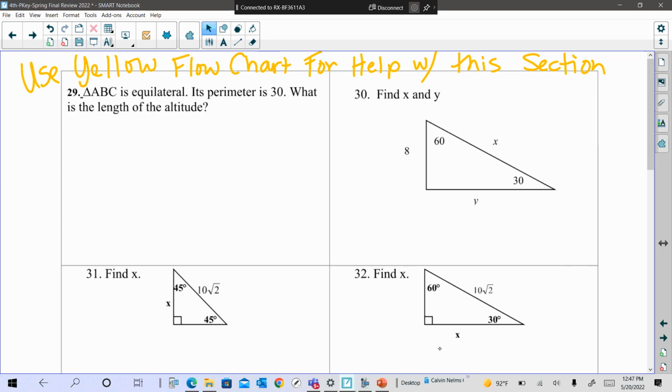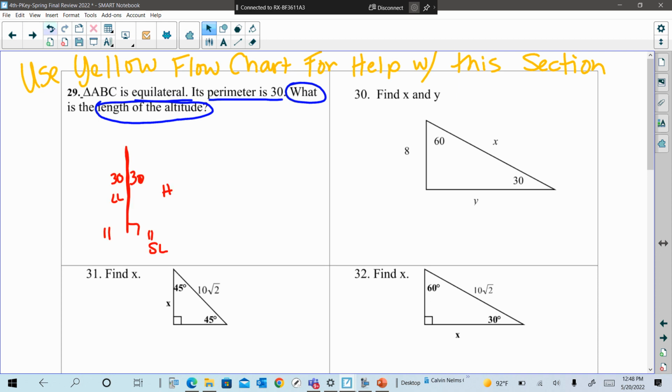Okay, so 29, the key information is the fact that it's an equilateral triangle. So you have to know what that means. Does anyone know what an equilateral triangle is? All sides are the same, congruent. So if they tell me this equilateral triangle has a perimeter of 30, then all sides would have to be congruent.